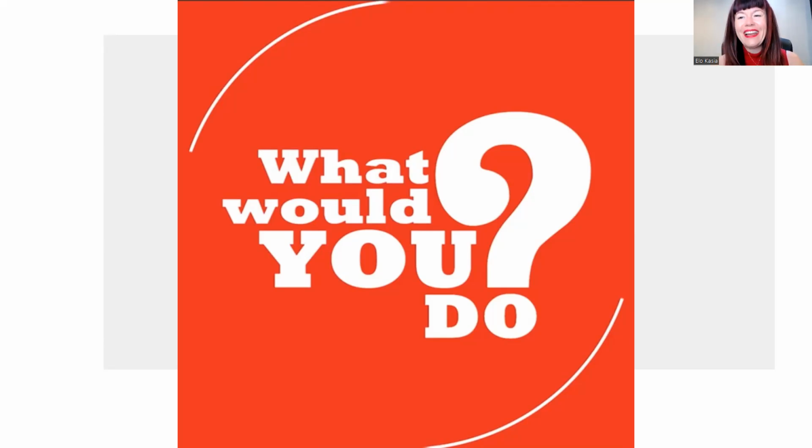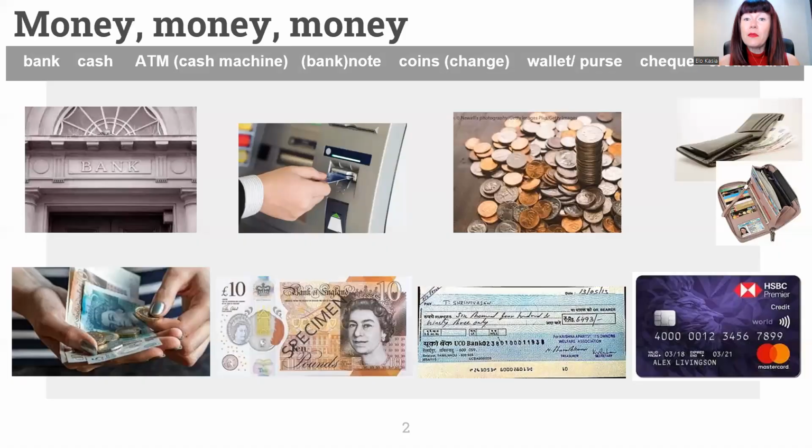Are you ready to go? Let's start. Okay, money, money, money. So our first exercise is a vocabulary exercise, okay? In this exercise, I want you to match the words or phrases with the pictures. And as usual, first of all, I'm going to read out these words and I want you to repeat after me to make sure that you know how to say them, okay?